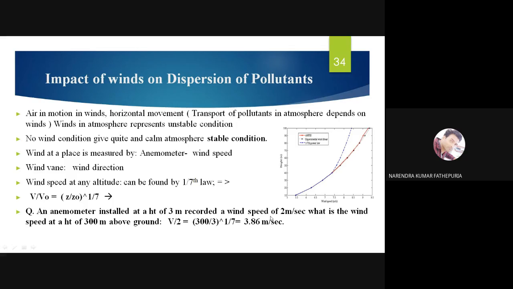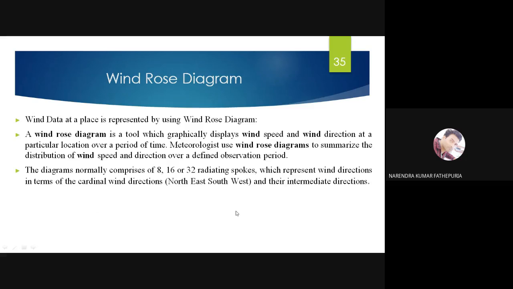Recorded at a 3 meter height, the recorded wind speed is there. What will be the recorded wind speed at a 300 meter height? You have to use this relation and you will get the speed at any altitude. So this is the wind speed we have taken on the x-axis and height we have taken on the y-axis. This is the graph you are going to plot, right? This is the 1 by 7th power law, shown through these blue lines. Anywhere you can get the wind speed by using this equation.